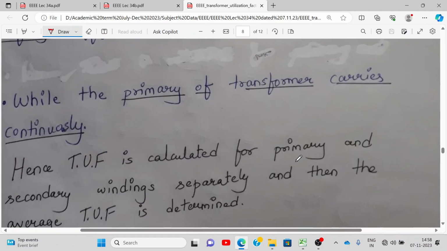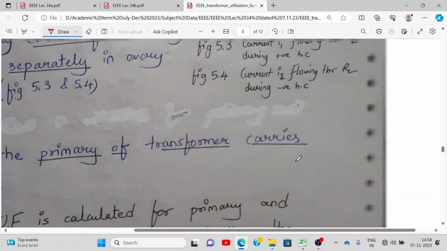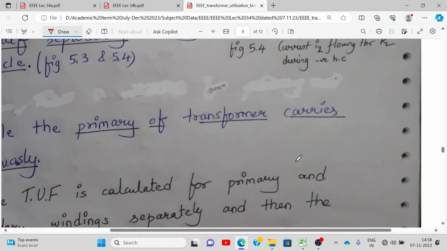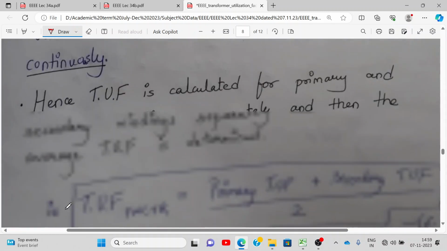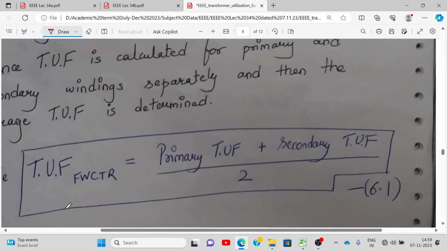While the primary carries the current continuously. Meaning the primary winding current will be sinusoidal in nature and the secondary winding current will be split up into two parts. So TUF of center tap transformer will be primary TUF plus secondary TUF upon 2. The average of that you take.